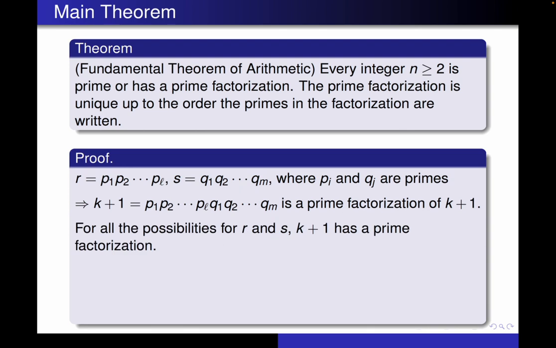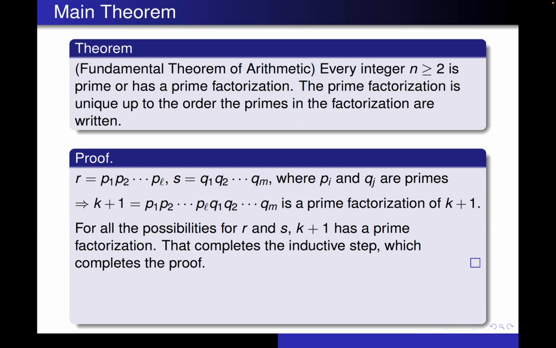So for all the possibilities for r and s being either prime or having a prime factorization, that gives k plus 1 a prime factorization as well, and that completes the inductive step, which completes the proof of the theorem.